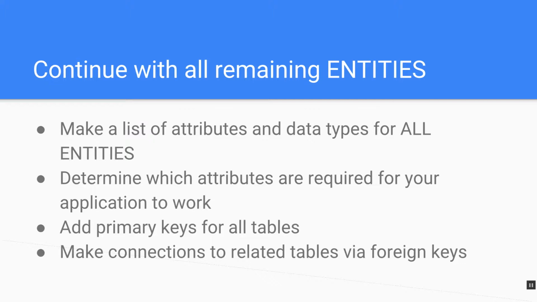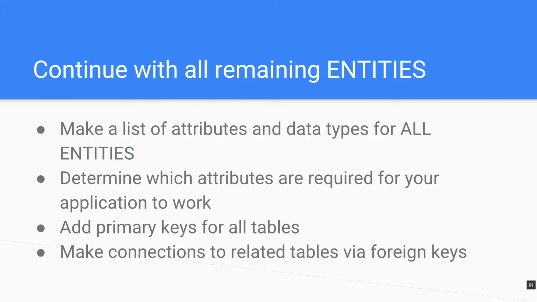So make a list of all the attributes and data types for all entities that you can think of. Determine which attributes are required for your application to work, and in terms of which ones you have to have them input. Add primary keys for all tables. Every single table needs to have a primary key, a unique identifier.